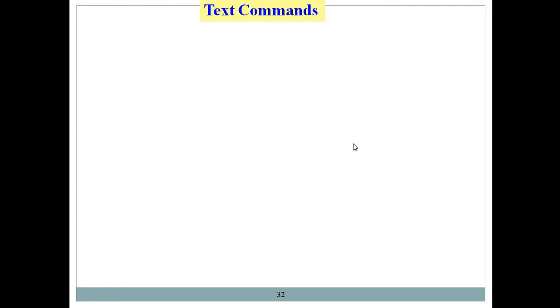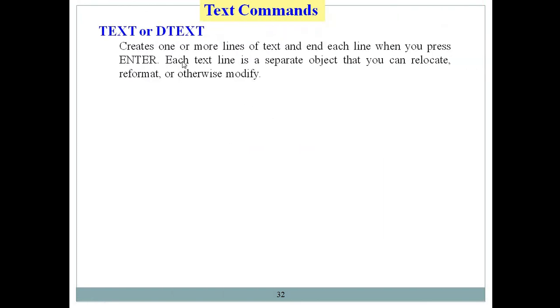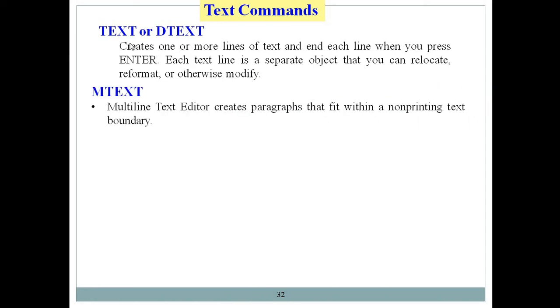Then the text command, it is called text or dtext, in which this is called the text editor, and we need more lines of text, and each line, when you press enter, goes to the next line or next text. Okay. Then next is the multi-line text editor, and this multi-line text editor uses a paragraph system.